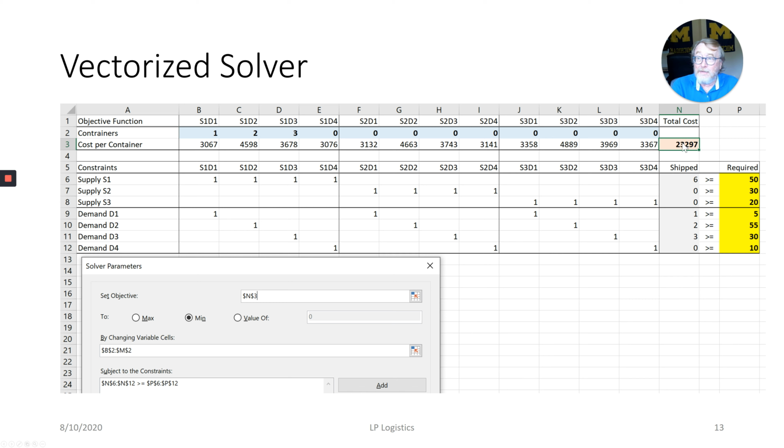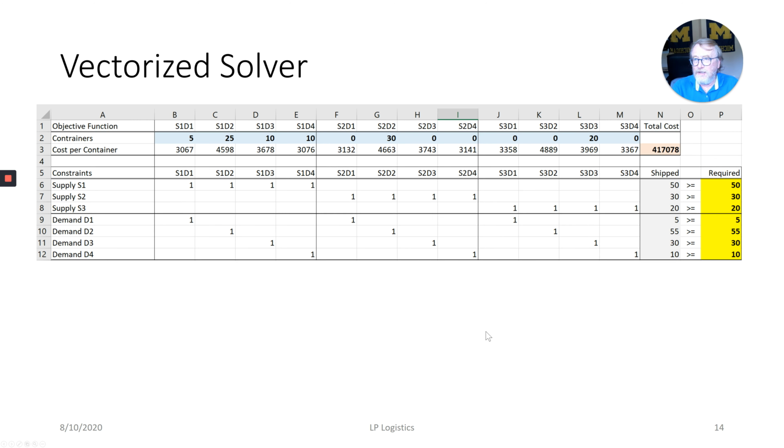You just hit Solver. N3 is what I'd like to minimize by changing B2 through M2, just that row. And then the constraints are all just one constraint, bigger than or equal to. These guys are bigger than or equal to those guys. I hit solve and I get the same solution as I had before, right? So all the constraints are satisfied, same cost, and same decision variables. Okay, good fun.